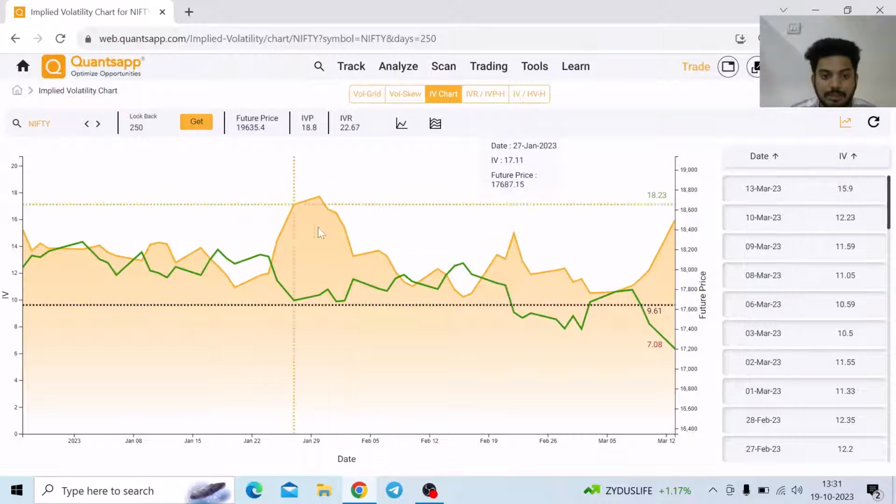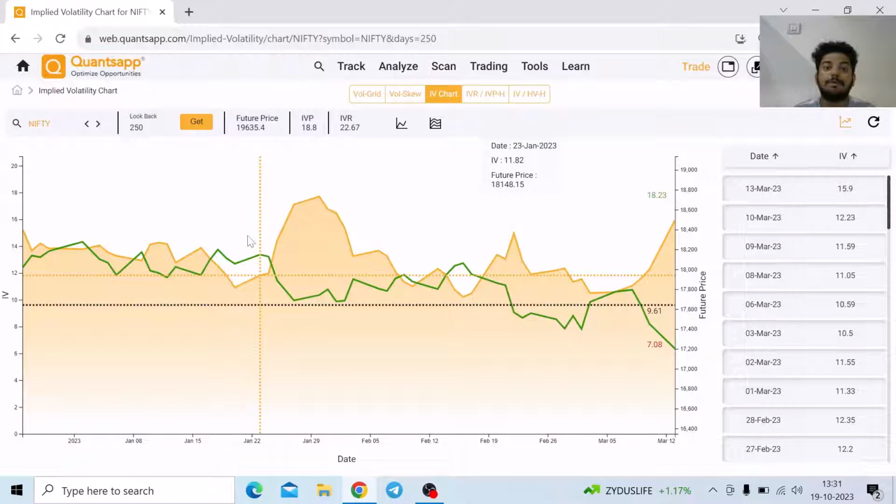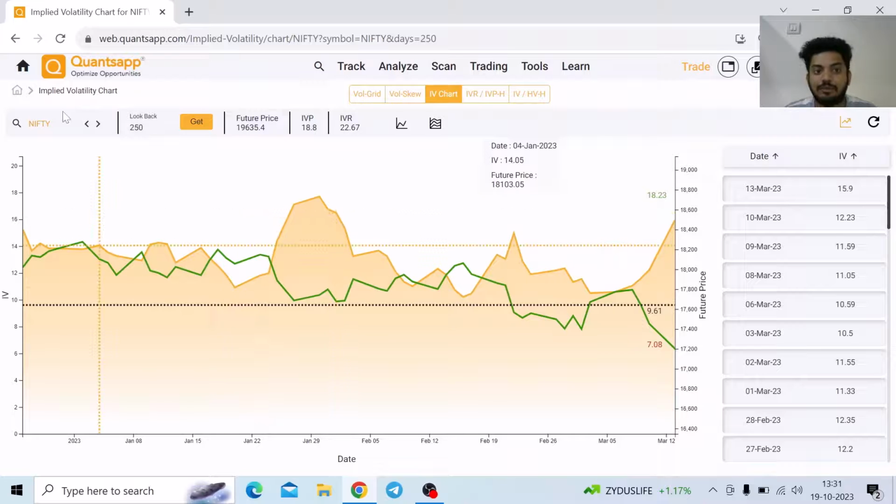So even here the Nifty's options, they would have got expensive. Why they would have got expensive? Obviously the same thing that we learned, everybody was uncertain about the budget. So that is how we can go ahead and trade events in a much more simpler way.